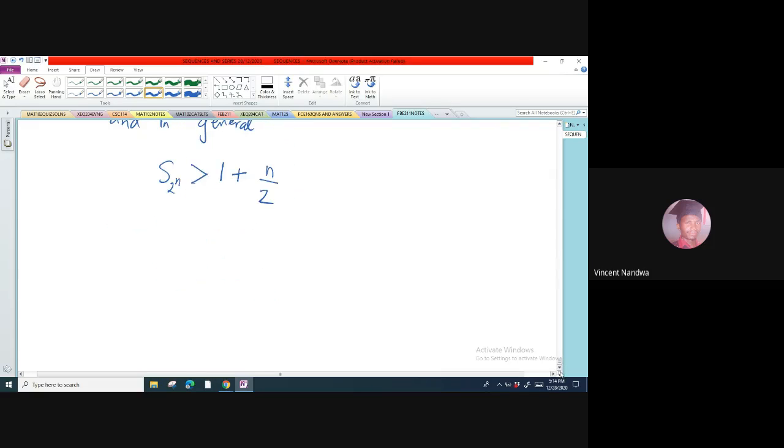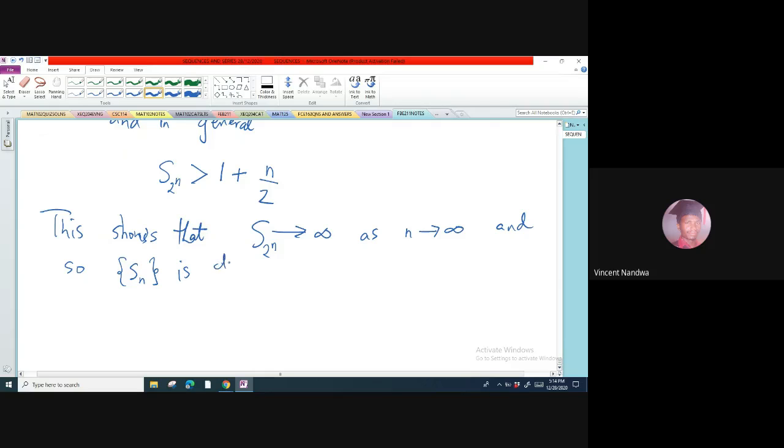This shows that S2 raised to the power n approaches infinity as n approaches infinity, and so Sn is divergent. So therefore, the harmonic series diverges. So that's the conclusion.